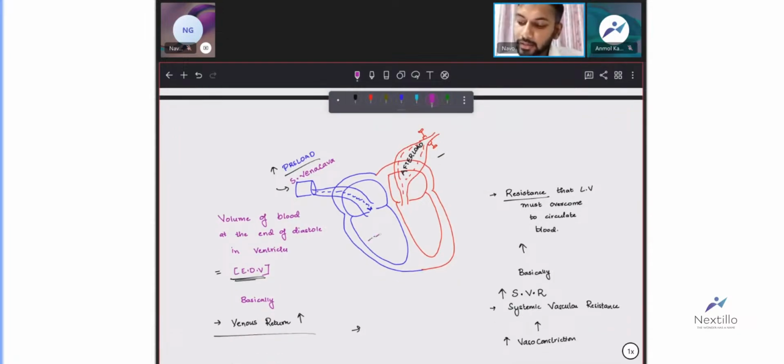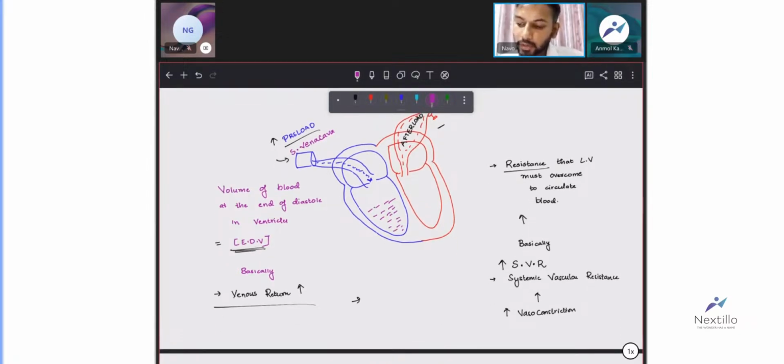Basically, the blood that is in the atrium, in the ventricle, before the systole, that is what is known as preload. It is equal to the end diastolic volume. So whatever volume we have before the systole at the end of diastole is what is known as preload. So basically preload is equal to venous return. So if venous return is increased, preload increases.